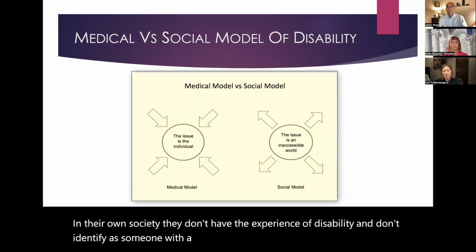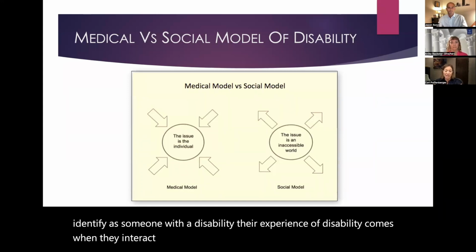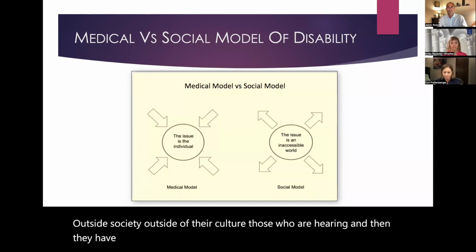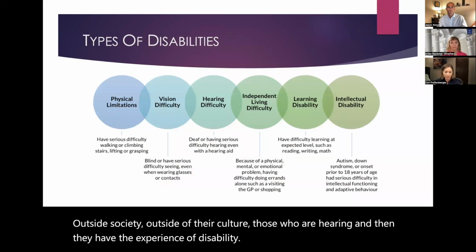Their experience of disability comes when they interact with the outside society, outside of their culture, those who are hearing, and then they have the experience of disability.